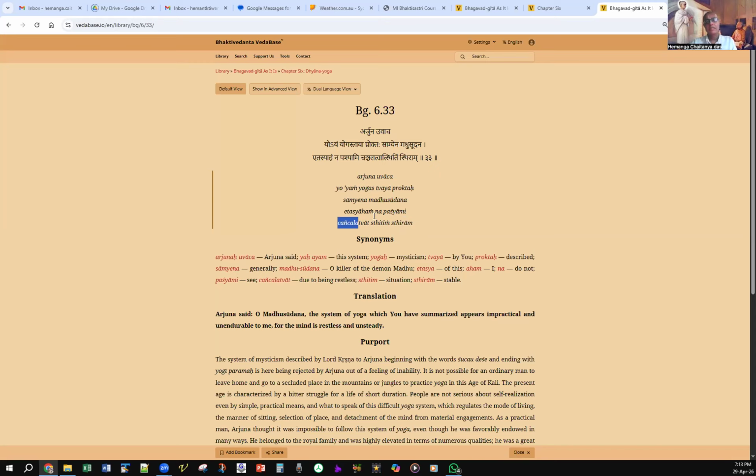So Arjuna is actually asking a very practical question. Many times we hear many statements. We agree with them intellectually, but practicing those statements becomes very, very difficult. We also see in Srimad Bhagavatam when Dhruva left home, he met with Narada Muni.